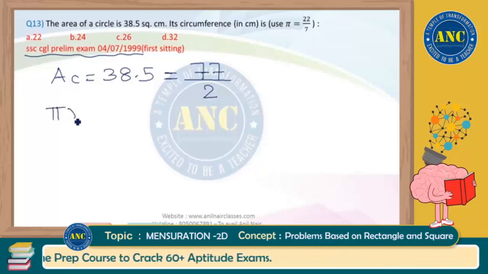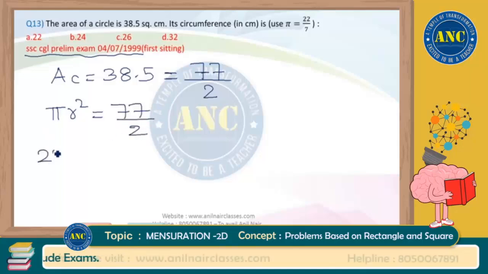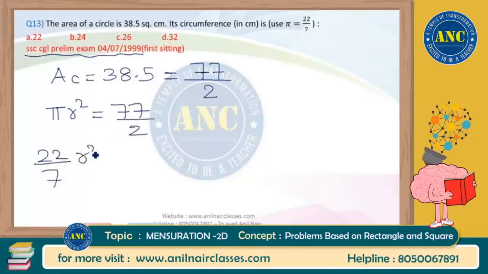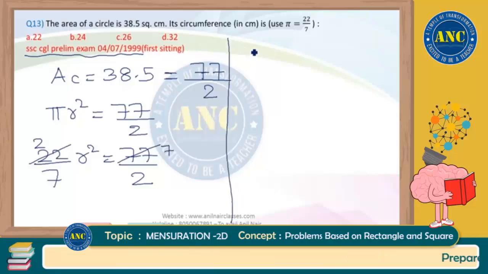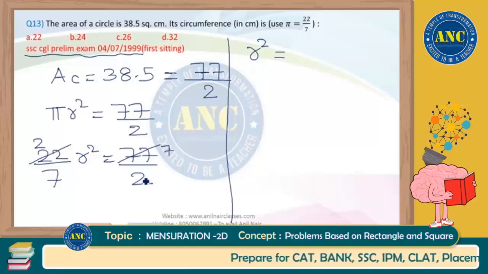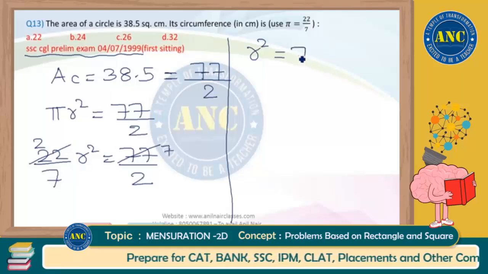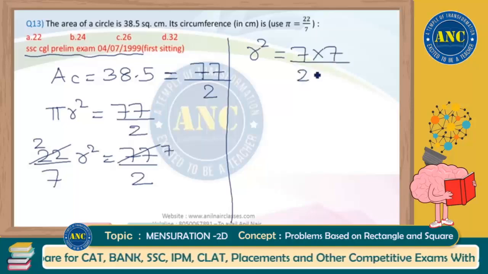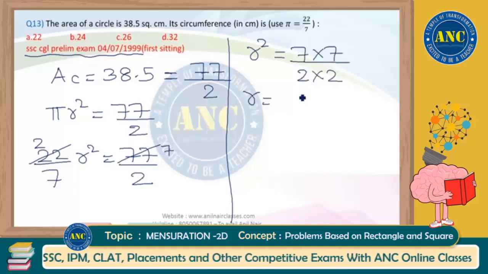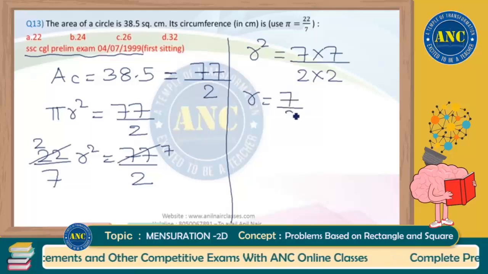Area of circle is in general pi r square. Pi r square is 77 by 2, but pi value is 22 by 7. R square is equal to 77 by 2. 11 into 2 is 22, 11 into 7 is 77. So r square happens to be 7 into 7 divided by 2 into 2, right? So r value is the square root of that: square root of 7 square is 7, square root of 2 square is 2.